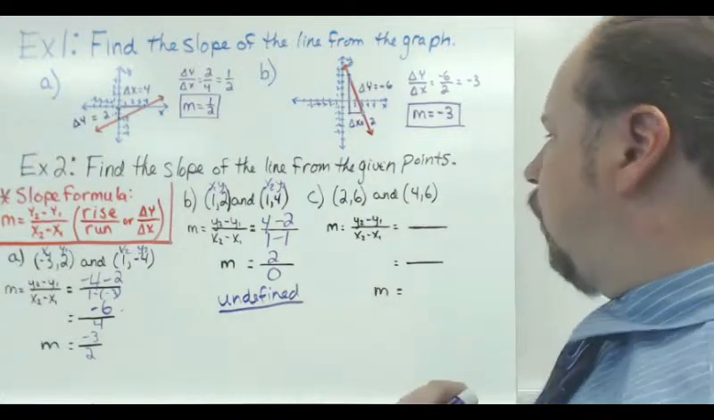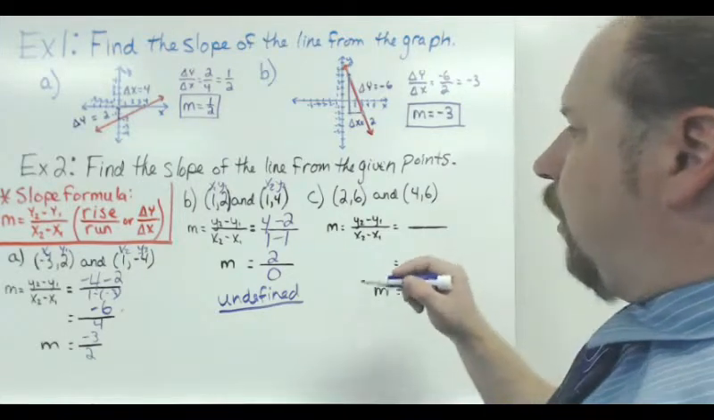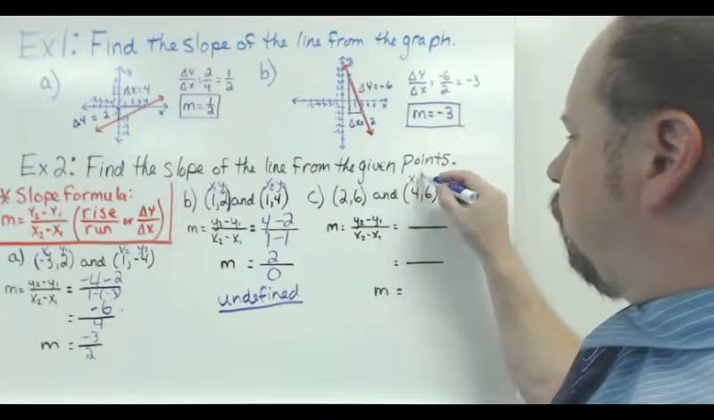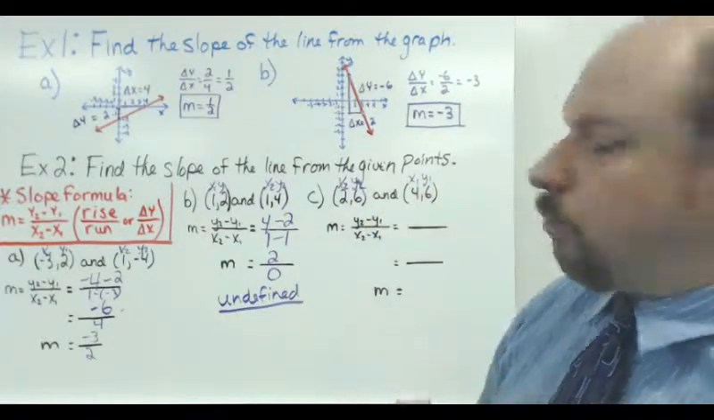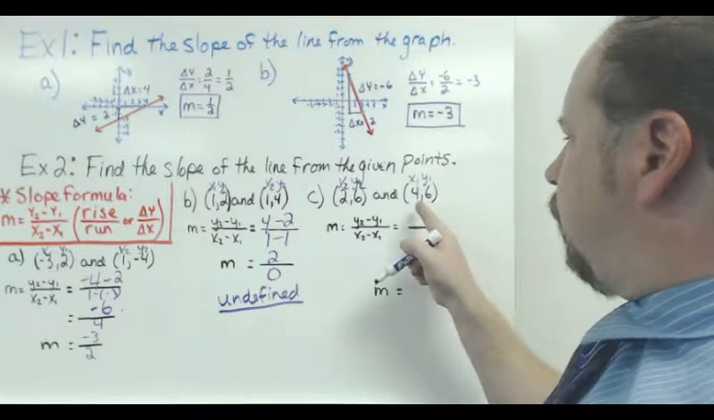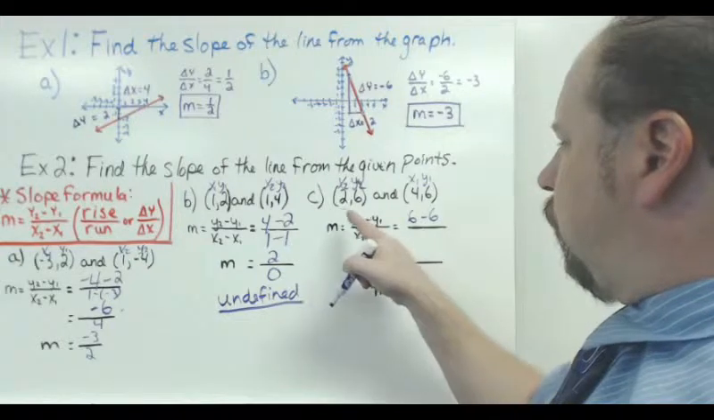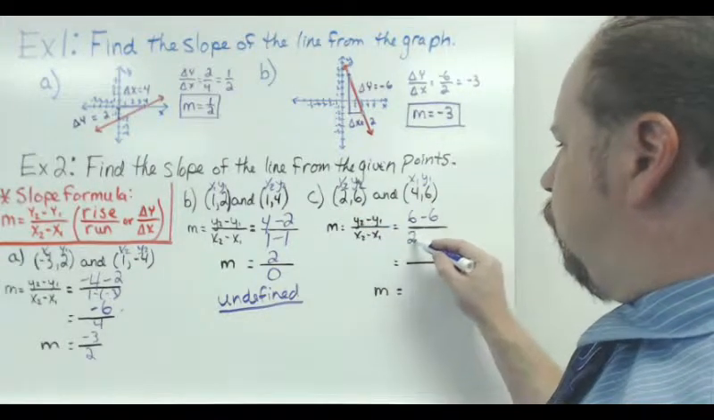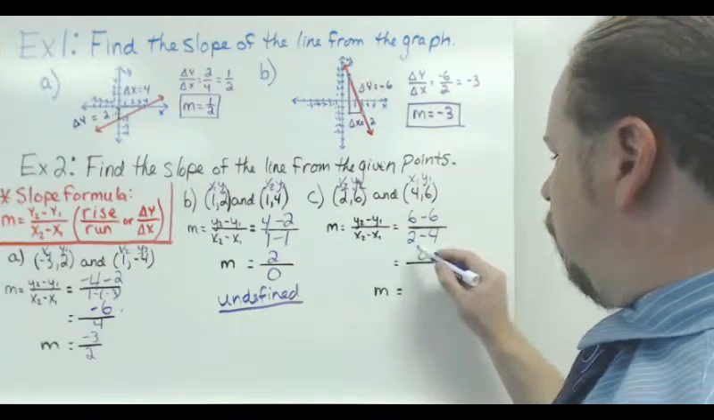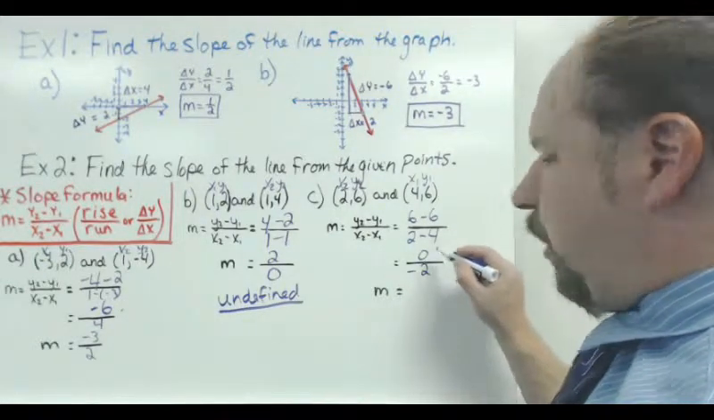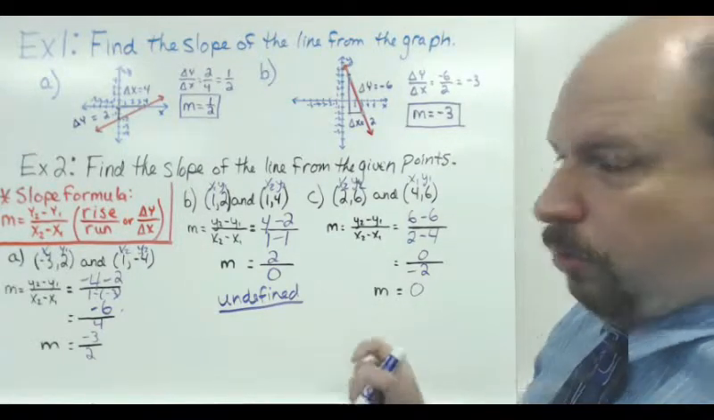Okay, and in C, we have, once again, y2 minus y1 over x2 minus x1. I'm just going to switch it around this time and make this one x1, y1, and this one x2, y2. Again, it doesn't matter which order we go. So y2 minus y1 is 6 minus 6 over x2, which is 2, minus 4. And 6 minus 6 is 0. 2 minus 4 is negative 2. And 0 divided by anything is 0. So this one has a slope of 0.